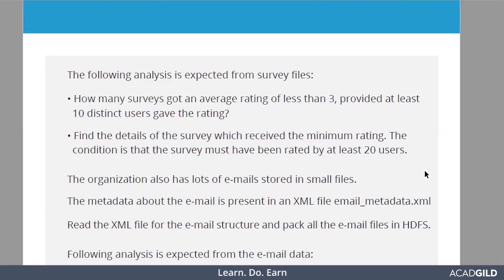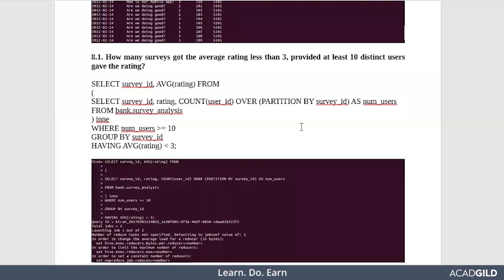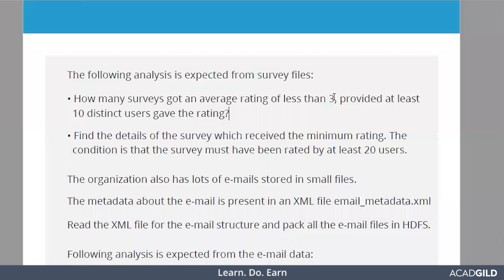Okay, so for this, the solution is available. We are finding the survey ID and then the average of rating, from where? Now the condition is, if the problem statement was only till here, how many surveys got an average rating of less than 3, then it would be quite a straight and simple solution. But we have a condition wherein at least 10 distinct users should have given the rating.